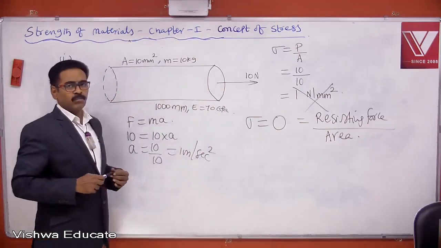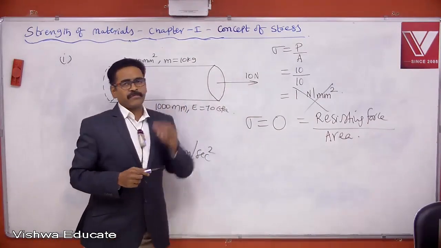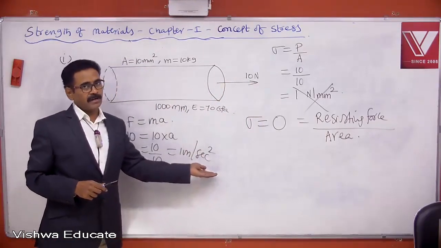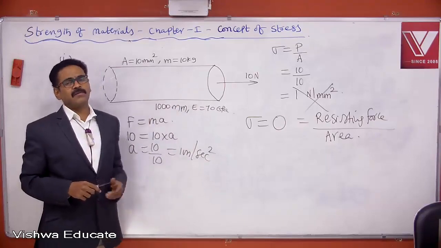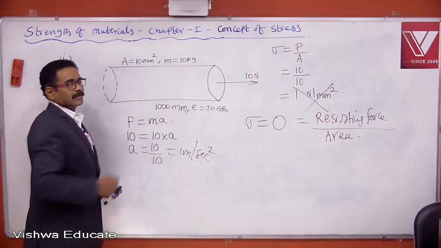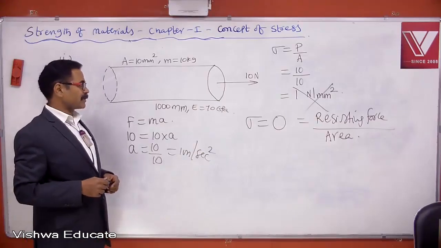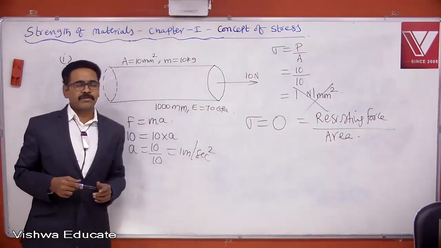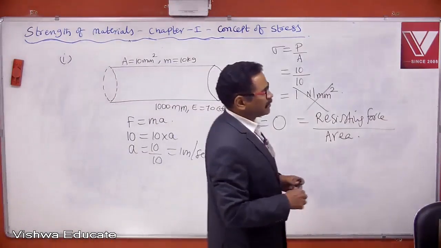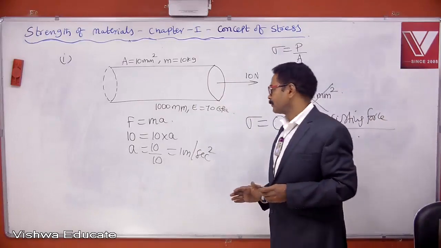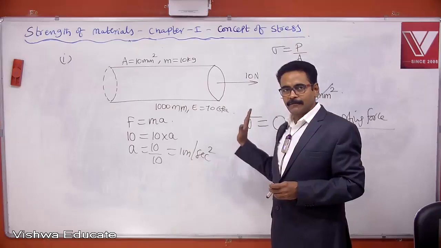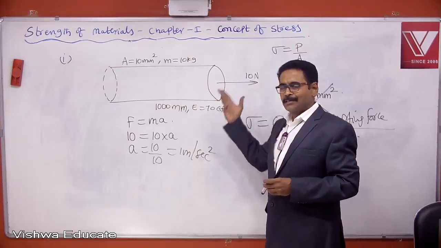This bar moves in the direction of force with an acceleration of 1 meter per second square, because this bar is not in equilibrium. Only one force is acting. Towards left, no other force is acting. No balancing force is acting. So simply this bar moves towards right. Understand? So the stress carried by this bar is 0. What is the acceleration of this bar? 1 meter per second square.